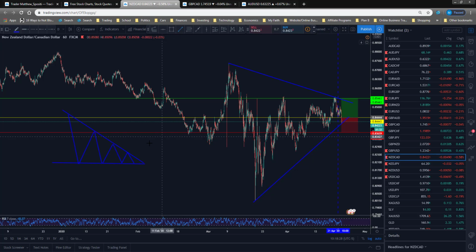Now, what this pattern represents is the idea that we could eventually fall. Just like here, we break under this support level, and that is what this pattern usually represents. It's a bearish indicator. It's an indicator that we're going to fall. Now, this doesn't always happen. Sometimes we have a false breakout like that, and then we rally.